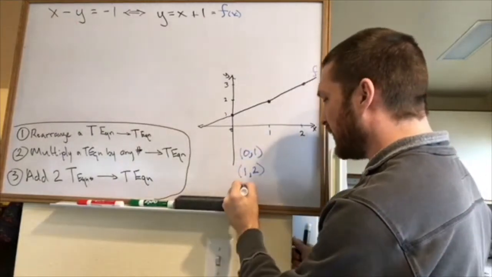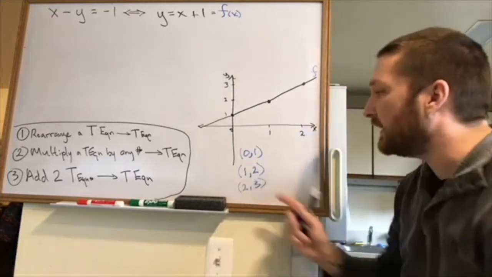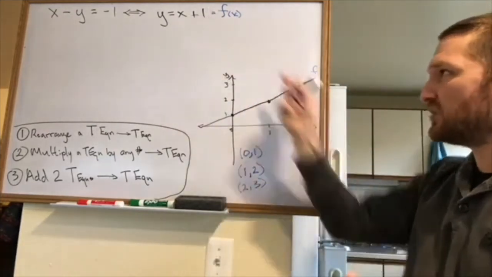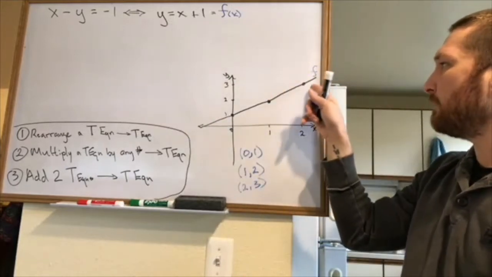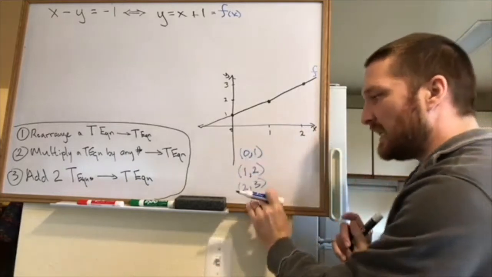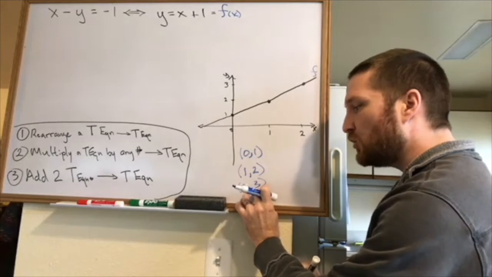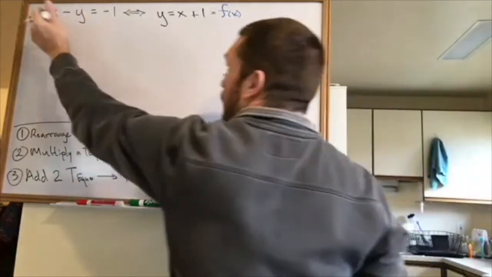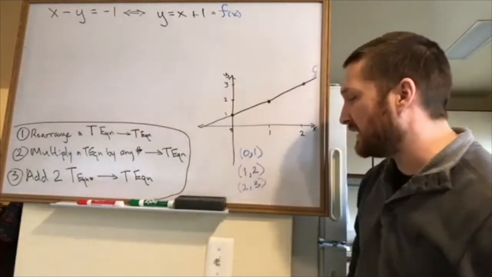I take the point (2, 3). It is on the line, right? That's how we found the point. I just had this formula. I plugged in a 2, got out a 3, so I made that point as one of them. But we can also see that that pair (2, 3) satisfies this equation. Plug in a 2 minus a 3, you do get a -1. That makes it a true equation.